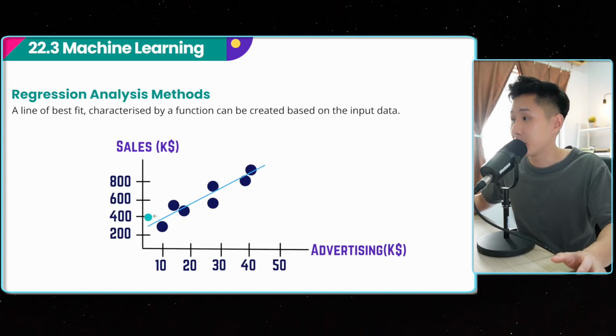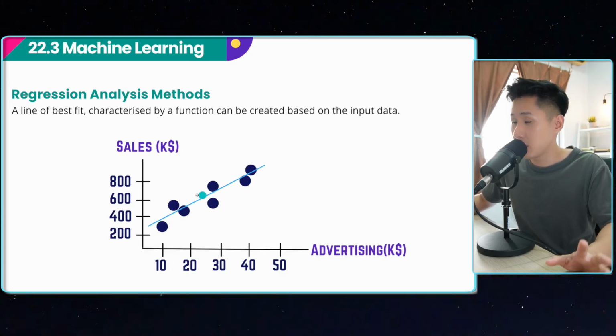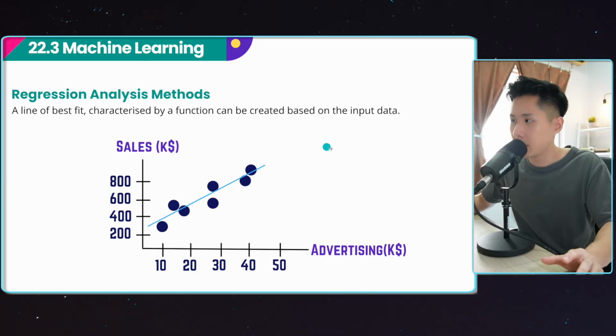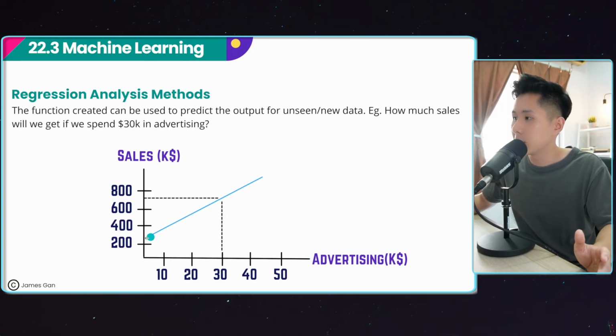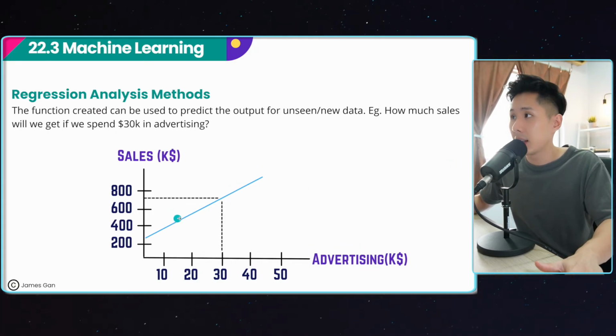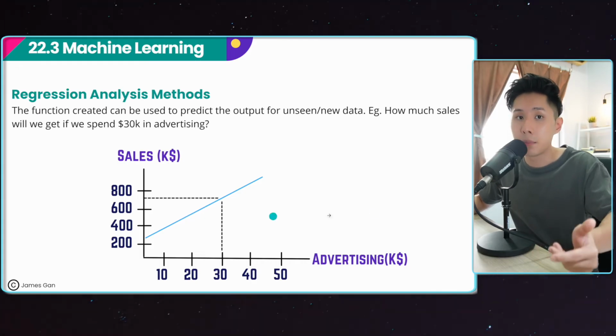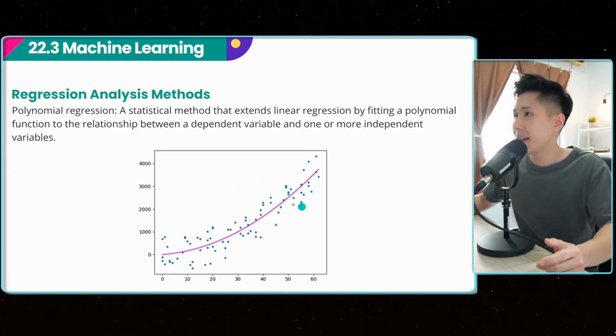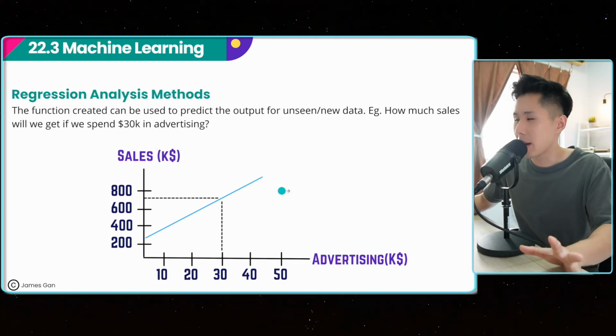And that's when this line of best fit comes in. We use data to create the line of best fit. And once we have the model, we can use this model to predict data, to predict the output of new input data. And that's linear regression.